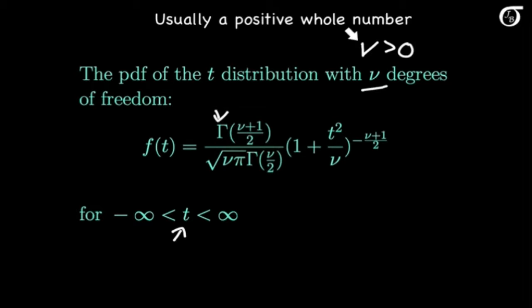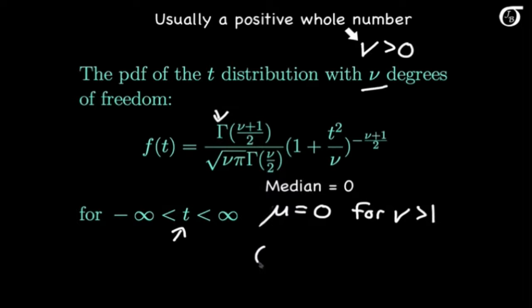We'll take a look at a few plots in a moment, but a few things to take note of now. The median of the t-distribution is 0. For the mean and variance, there are a couple of technical restrictions. The mean of the t-distribution, mu, is equal to 0 as long as the degrees of freedom nu is greater than 1. Otherwise, it's undefined. And the variance of the t-distribution is equal to nu over nu minus 2 as long as nu is greater than 2.